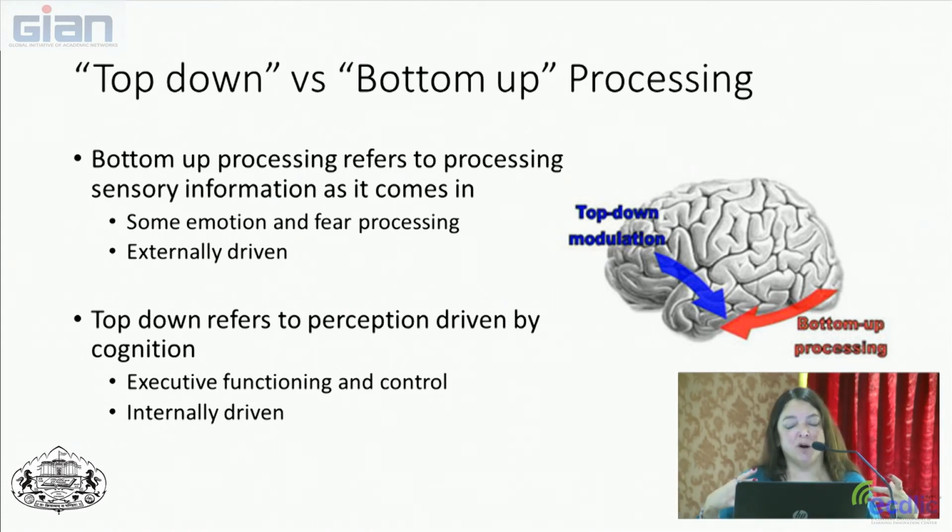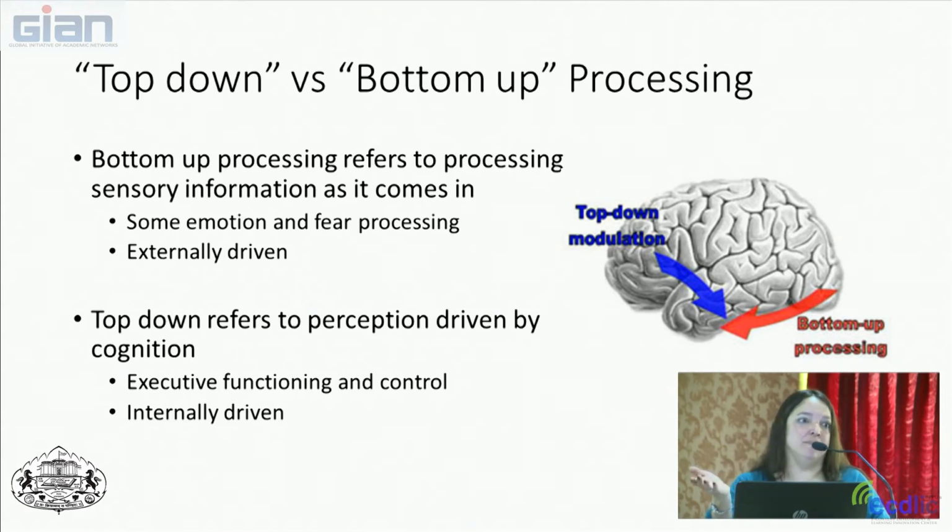So the bottom-up processing is thought to be more of a primitive system in the brain that runs a lot on instinct. Animals also have this midbrain system that works the same way as ours, but in our uniqueness, we also have this top-down modulation. This top-down modulation refers to the perception that's driven by our cognition about what we already know. So it helps us use memories and different types of behavioral control to do this executive functioning. And these things are internally driven, not so much externally driven by the environment.